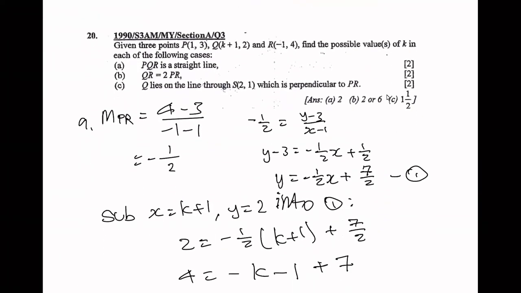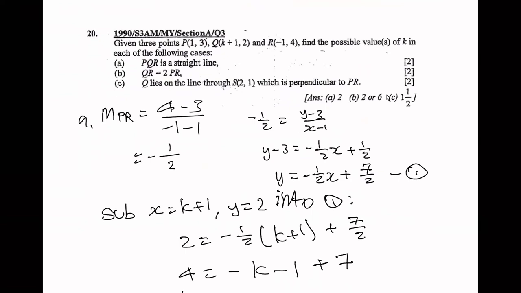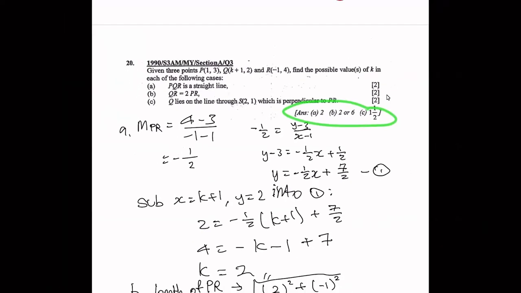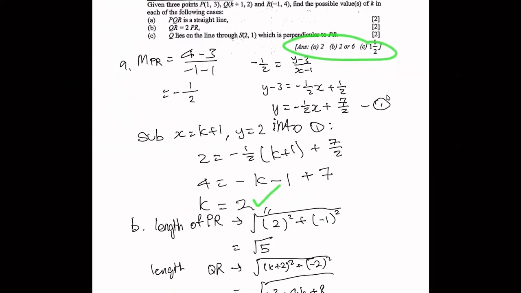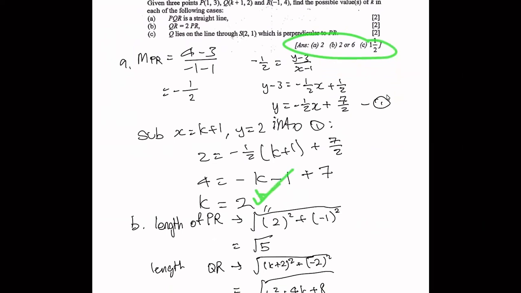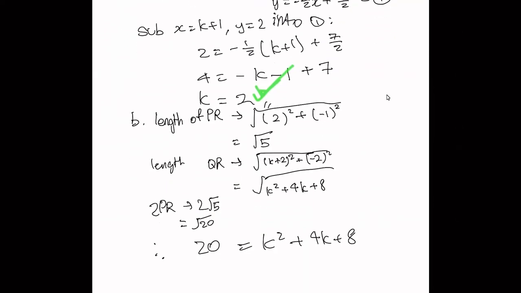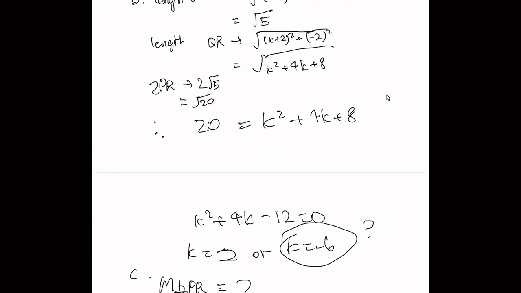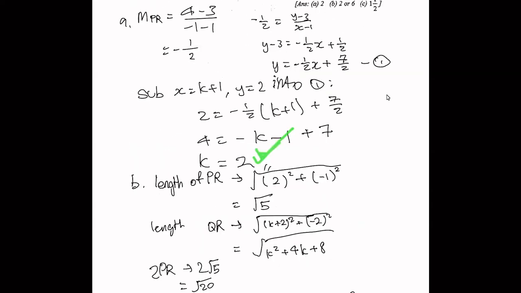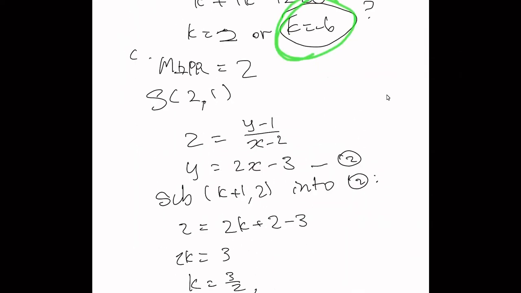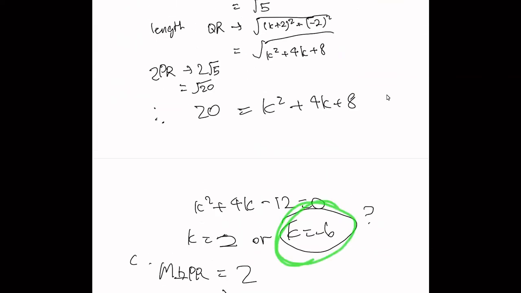Let's see, question 20. You have 3 points, 1, 3, k plus 1, 2, -1, 4. Actually, do you check with the answer here? Is it correct? Oh, I didn't check. Okay, this is fine. I'm just gonna check the answer. If you get it right, then should be fine. Oh, we got a -6. Something is wrong, is it? Then there's a final answer. 1/2 is fine. Okay, I'll just check your part B.